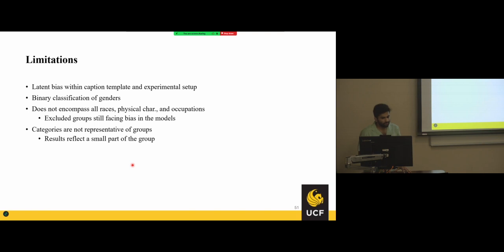Categories are not representative of groups, which is that all the occupations are not necessarily similar to all races and genders and physical characteristics, so the results only reflect a small amount of groups from the entire data set.